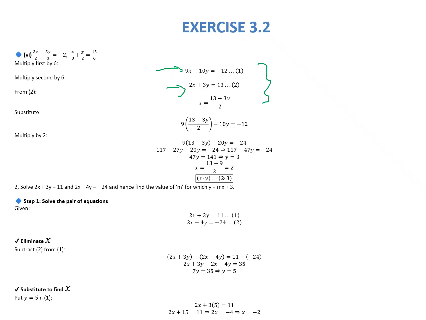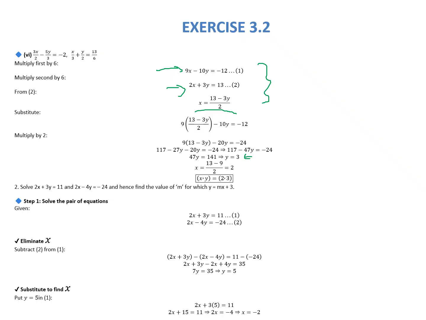Now in this case, for simplicity, we have taken the second equation as the base and put the value of x is 13 minus 3y by 2 into the first equation. Upon solving this equation, we get the value of y is equal to 3. And when we put this value into the first equation, we get the value of x is equal to 2.